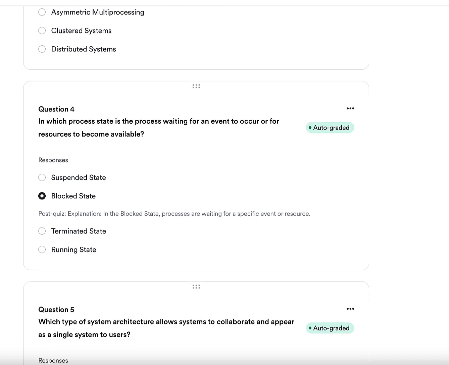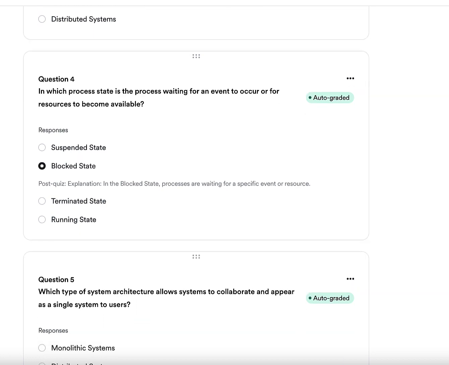Question 4. In which process state is the process waiting for an event to occur or for a resource to become available? A, suspended state. B, block state. C, terminated state. Or D, running state? And the answer is B, block state. The block state processes are waiting for a specific event or resource to become available.